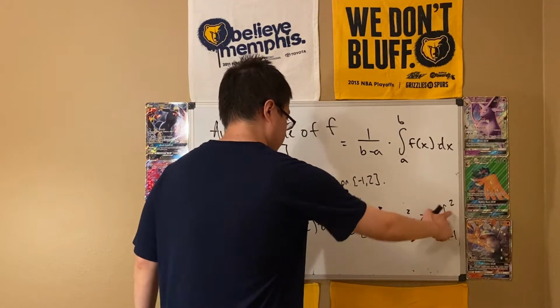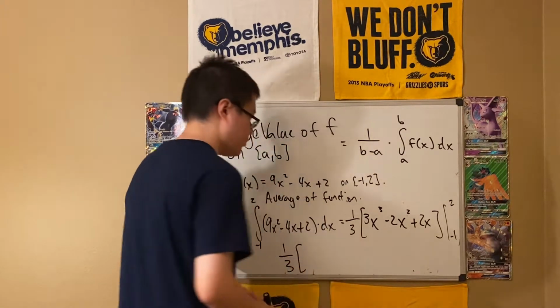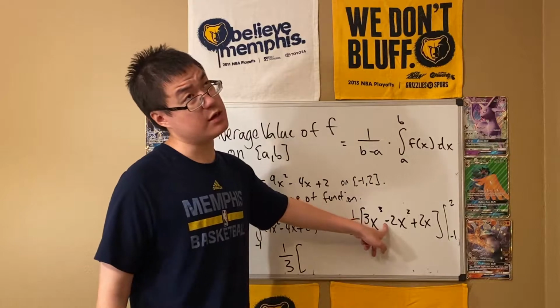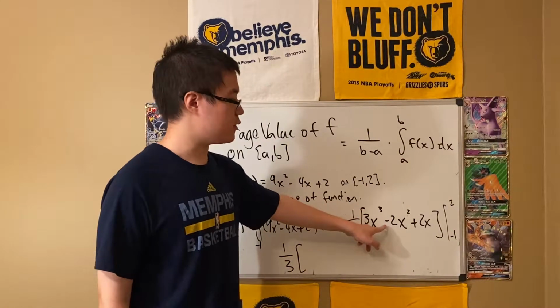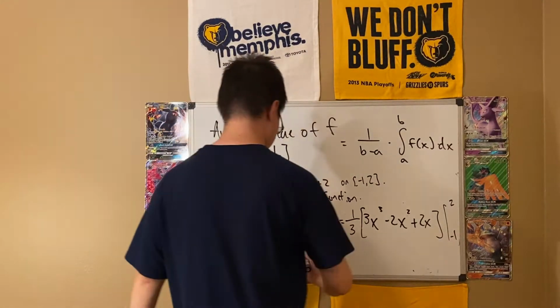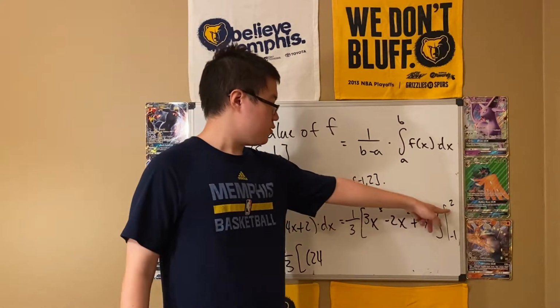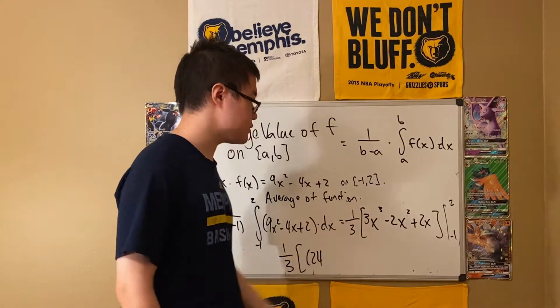So let's see this. When we plug in 2, we'll write the 1/3 just to not forget it. When we plug in 2, it's going to be 2 cubed. Can I do this math? Maybe. 2 cubed is 8. 8 times 3 is 24. Well, let's just write 24. I don't want to do that much more math, no calculator. 2 squared is 4. 4 times 2 is 8.